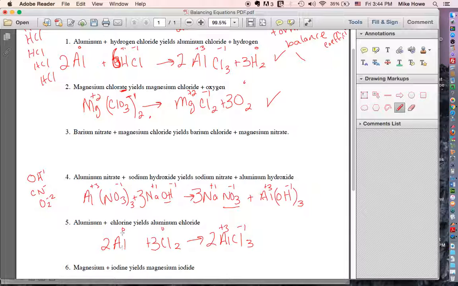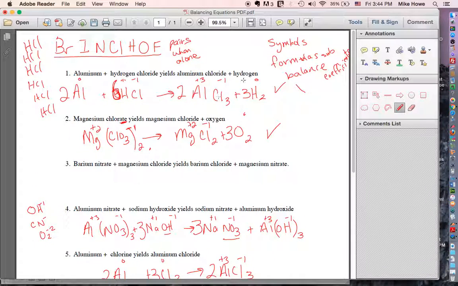All right, I'm going to stop it there, post this, and hopefully that helped you. These are not specific questions that you're doing, but they are like those that you're doing, and you do them all the same way. Symbols, formulas, and balance using coefficients. Don't forget about Brinkelhoff.